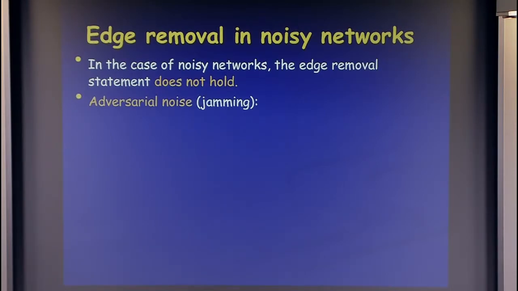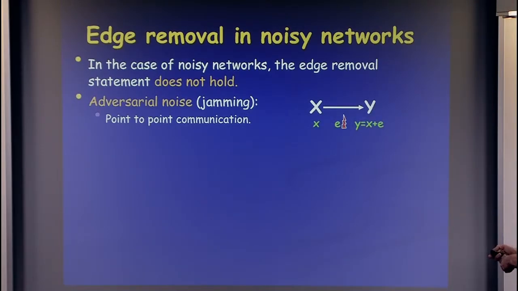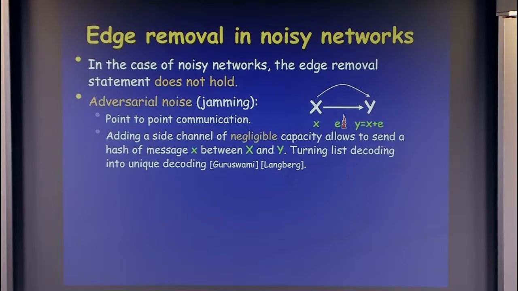So think of communicating over a network which has a jamming adversary. If you think about point-to-point communication, you can think of a sender X and receiver Y. This is a binary channel. You're sending n bits, and the adversary can flip, let's say, pn bits of this channel. That's, of course, just the point-to-point model, which is very well known. Let's add a very low rate, negligible rate side channel between X and Y.